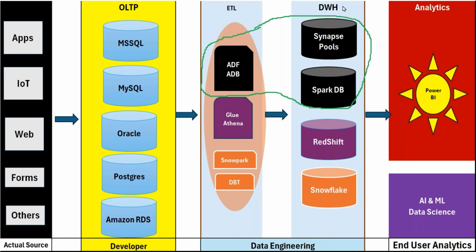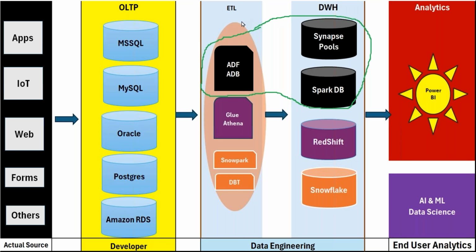There are other warehouses as well, like Amazon Redshift and Snowflake. Snowflake usually depends on DBT, data build tool, and Snowpark. So Snowpark, data build tool, and Snowflake are one combination. Amazon Glue and Amazon Athena ETL with Amazon Redshift warehouse, AWS engineering, is another combination. Our course is into Azure data engineering, the green bordered items.